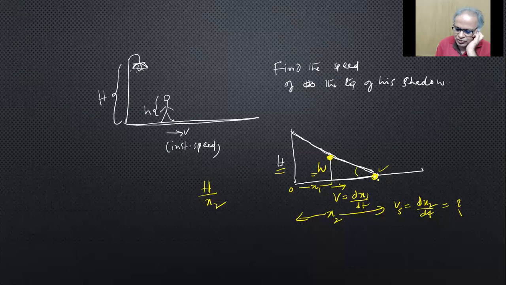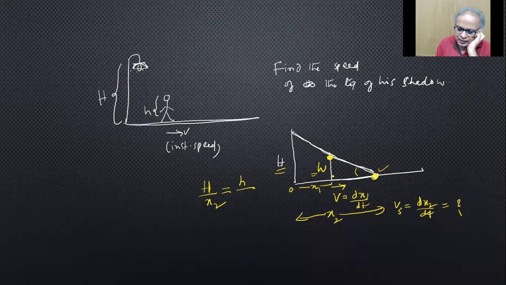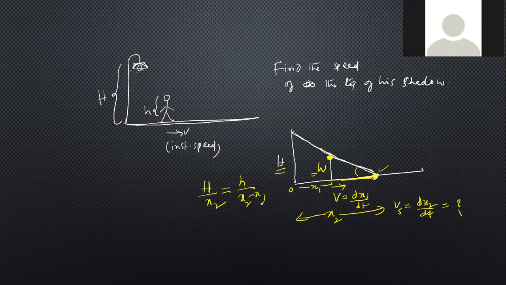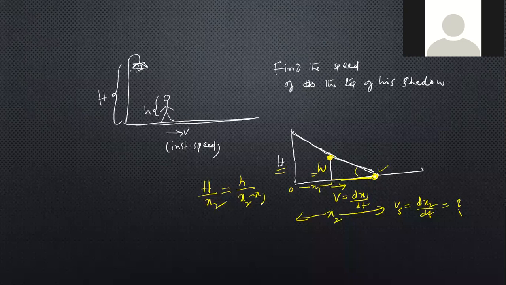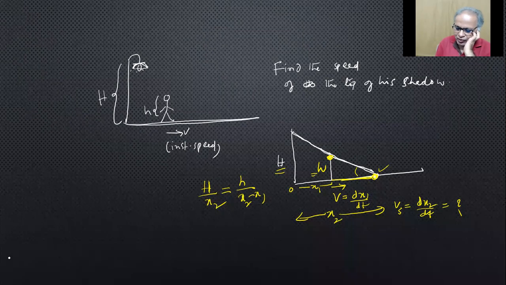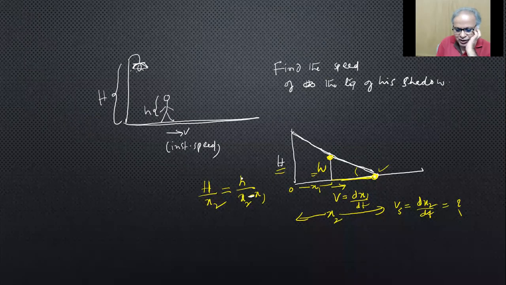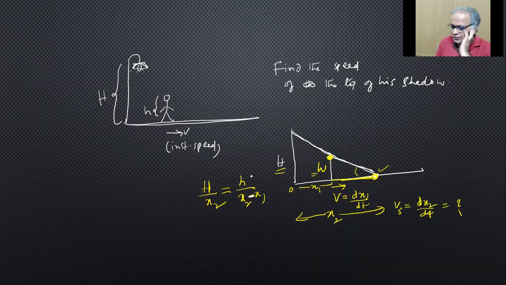Opposite by adjacent, total is x2. The same tan theta is also equal to h by x2 minus x1. Is it okay? Why am I doing it? I wanted dx2 by dt. So can I write x2 from here or not, in terms of x1 and h?